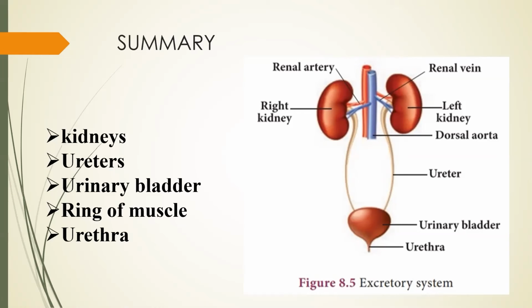The ureters, the 2 tubes that are present. The ureters are tubes made of smooth muscle fibers that propel urine from the kidney to the urinary bladder. And we have discussed the length of the ureters. They are 25 to 30 centimeters long, and their diameter is 3 to 4 millimeters.